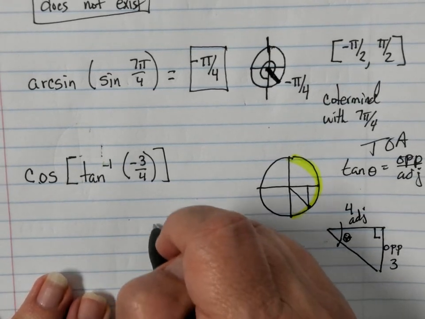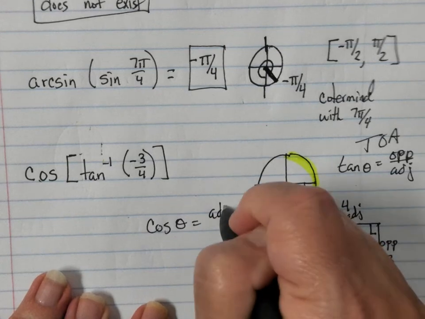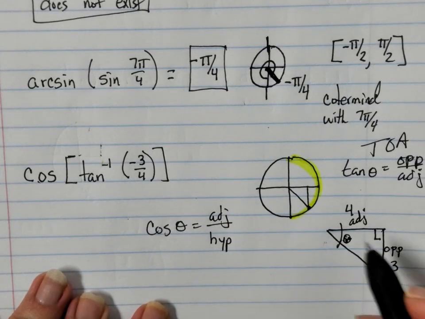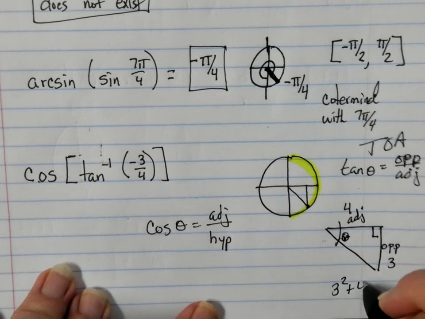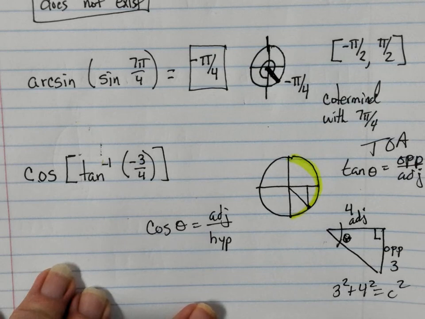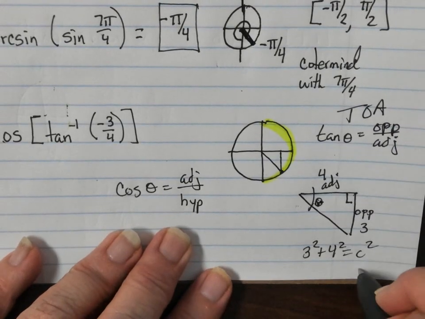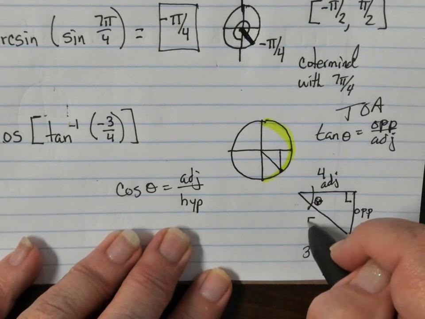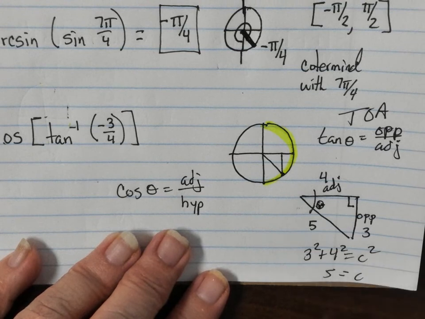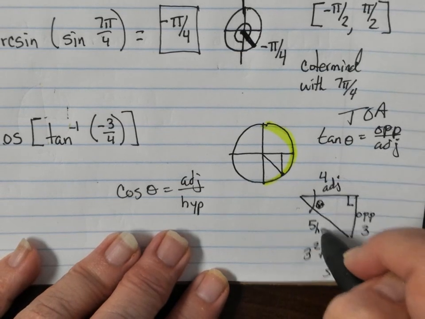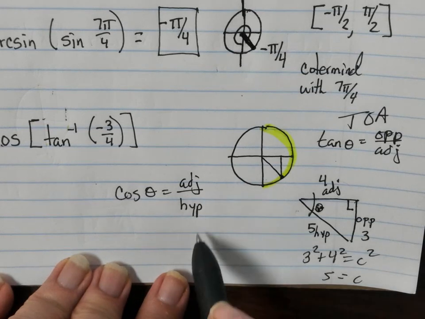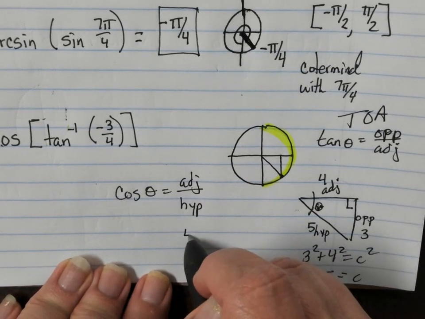So the cosine of theta is adjacent over hypotenuse. Well, the adjacent is 4. What's the hypotenuse? We don't know, but we can find out, right? Good old Pythagorean theorem. A squared plus b squared equals c squared. 9 and 16, 25. Square root of 25 is 5. 3, 4, 5 is the most common Pythagorean triple, right? But if you don't know that, you can go through all the steps of the Pythagorean theorem. So this side is 5. That's the hypotenuse. So the cosine of theta is adjacent over hypotenuse, so it's going to be 4 over 5.